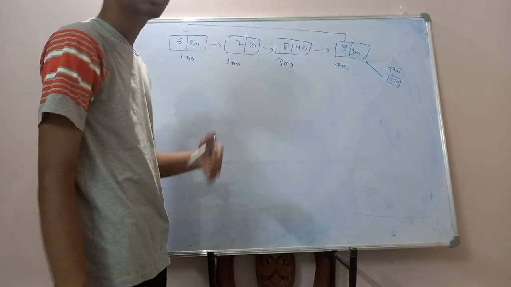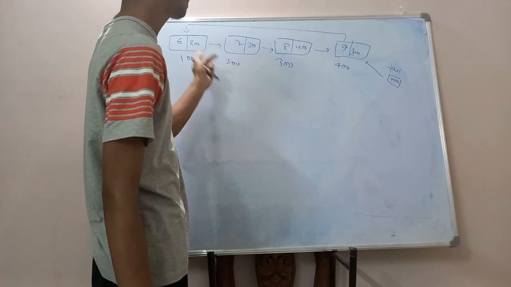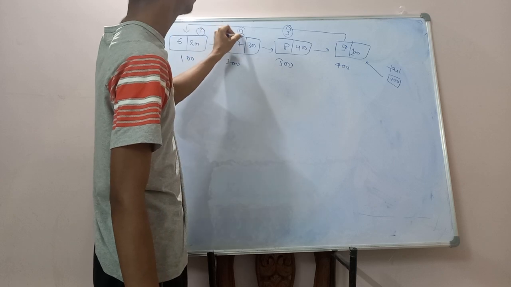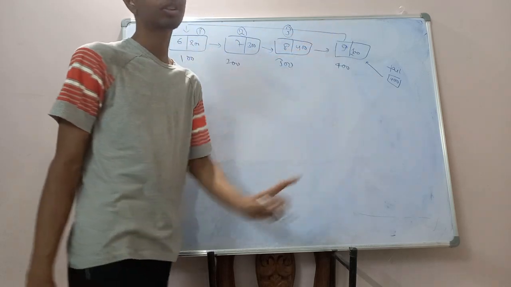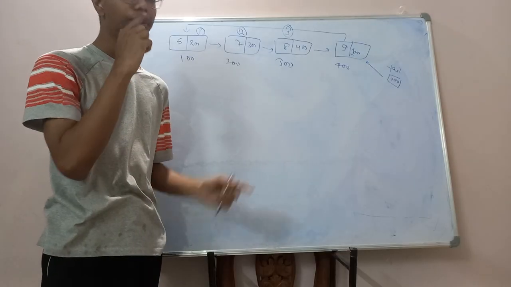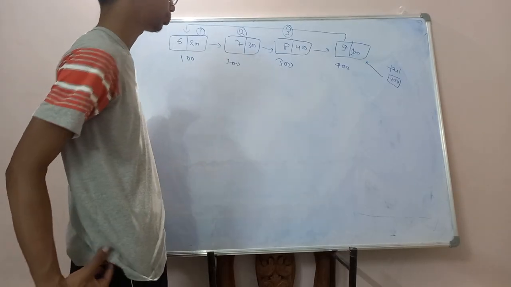Suppose I ask my user at which position you want to delete. The user will say I want to delete from position 3. Right? This is position 1, this is position 2, this is position 3, this is fourth position. The user will say I want to delete my node from the third position. Right? So what will I do?